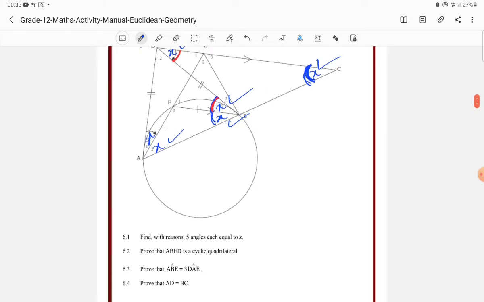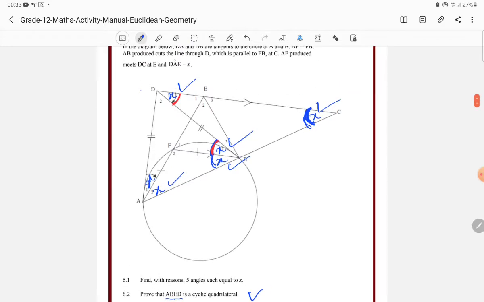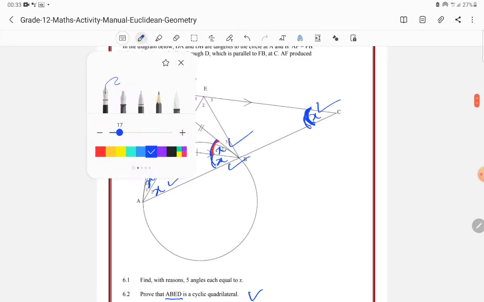Let's come to the second question. Prove that ABED is a cyclic quadrilateral. Where is A? Let me just use a different color.